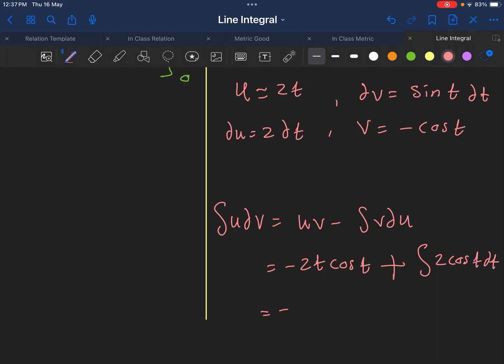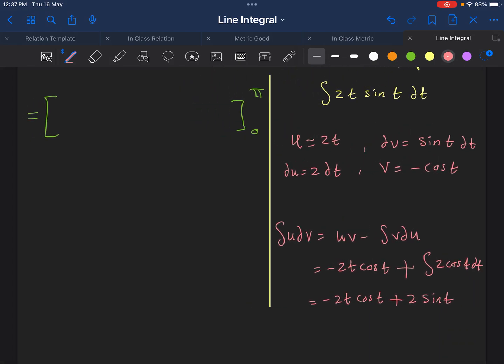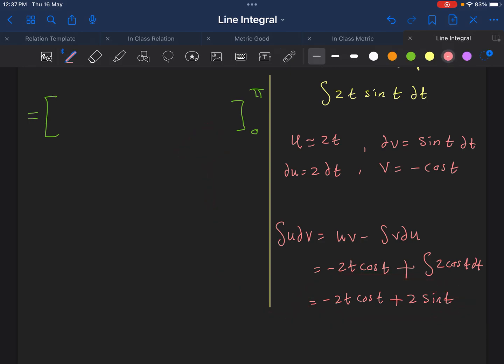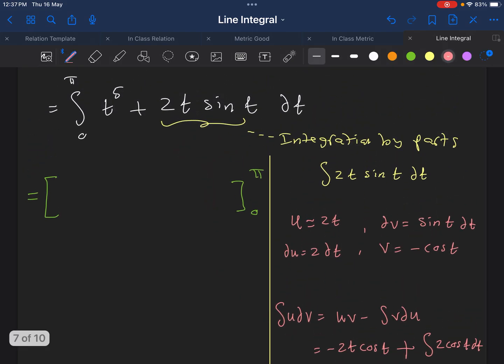Now the integral of 2 cosine t is something easy. We can find it as 2 sine t, and that will give me this integral. All you need to do is to take this one and write it here in your final answer. So my final answer will be t power 5, this will be t to the 6 over 6, minus 2t cosine t plus 2 sine t.